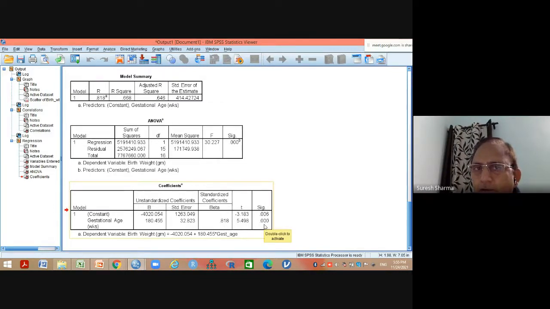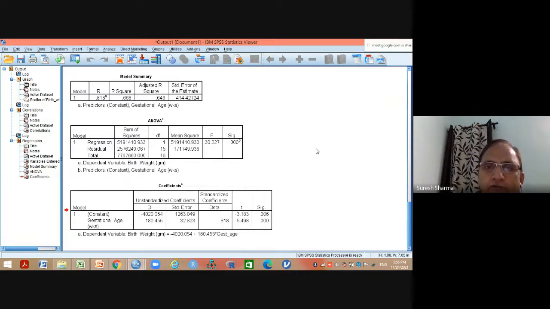So you have to report that the value of R was this, the p-value was 0.0001, the ANOVA table was significant with p-value 0.0001, and this was our equation. So three things you have to report. Then you are through with simple linear regression. So this is what is called simple linear regression.